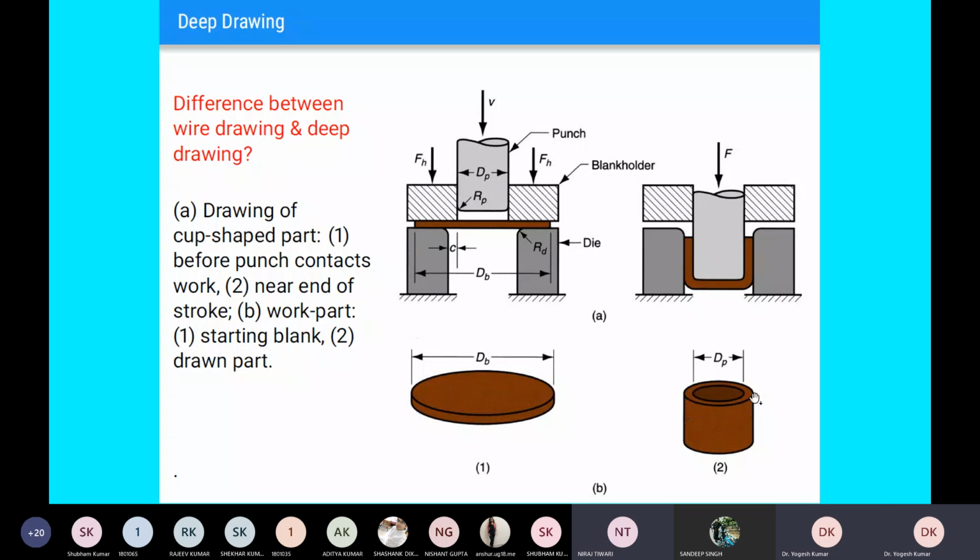How do we calculate the circumferential area of this circle? This will be pi d into h, right?